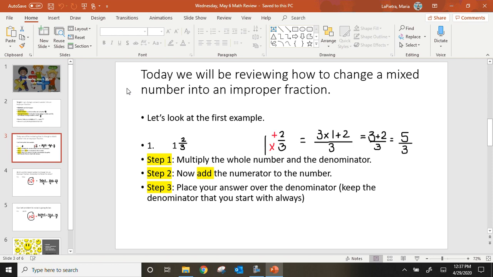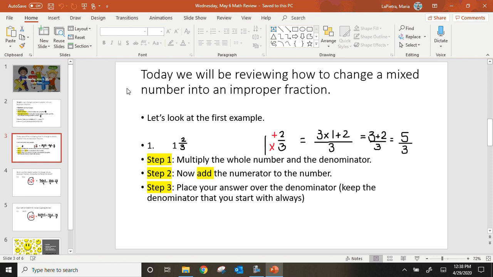Okay, so today we will review how to change a mixed number into an improper fraction. So let's look at the first example, 1 and 2/3. I have steps listed here, and I'm going to walk you through these steps. Here we go. Our first example is 1 and 2/3.